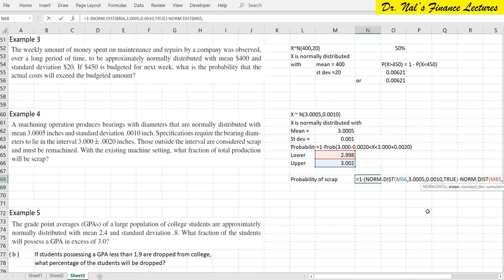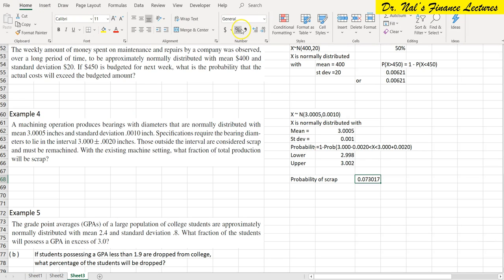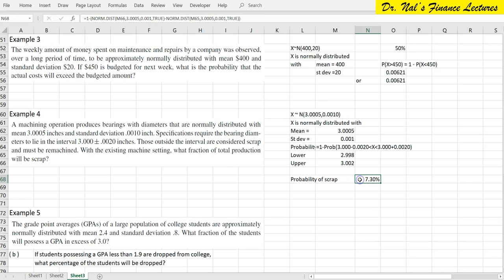The mean is again the same number, 3.0005. And the standard deviation is 0.0010. I hope that's correct. Let me just write it like this. All right, so I close the parentheses for norm dist and then close the parentheses for that 1 minus thing, and that should give me the probability of scrap. So 7.30% chance we will be producing defective units that need to be reproduced, I guess.